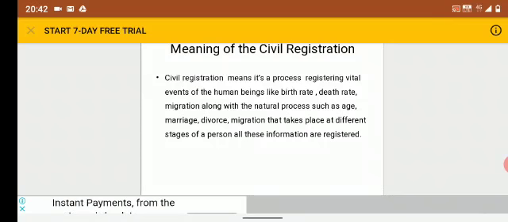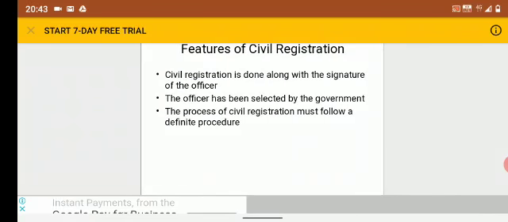After understanding a little bit about civil registration, let us try to understand its meaning. Civil registration is a process of registering vital events of human beings, like birth rate, death rate, migration, along with natural processes such as age, marriage, divorce, that take place at different stages of a person. All this information is registered in the process of civil registration.